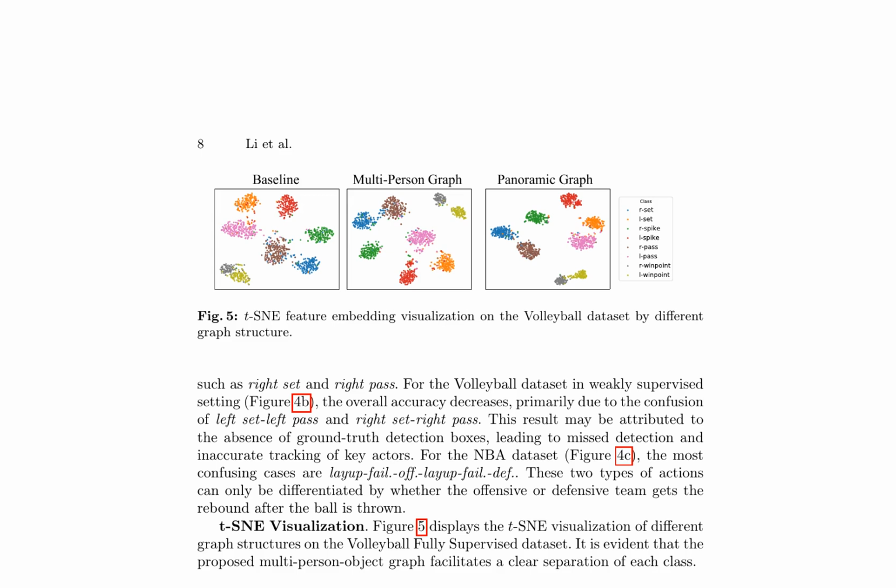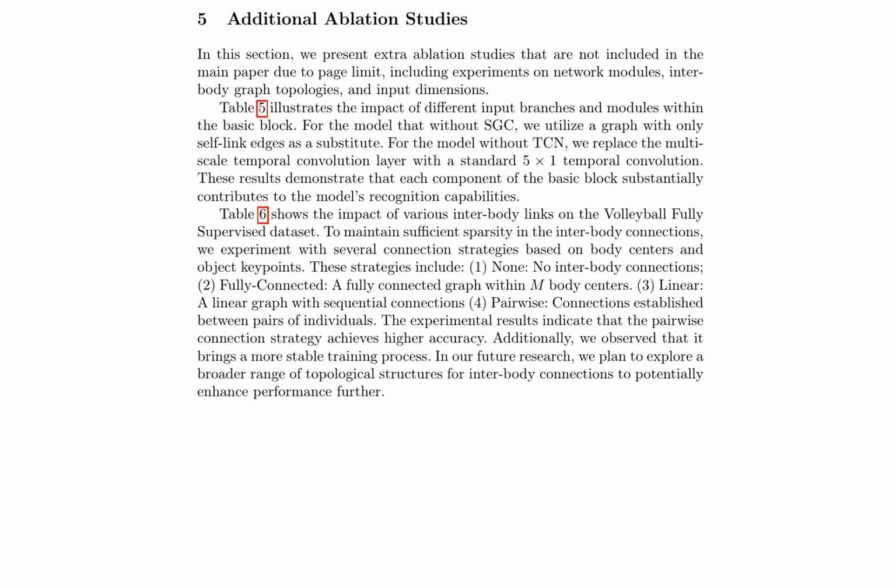The authors then present additional ablation studies, including experiments on network modules and interbody graph topologies. Table 5 illustrates the impact of different input branches and modules within the basic block, demonstrating that each component substantially contributes to the model's recognition capabilities. Specifically, the study examines the effect of removing the SGC module and TCN layer, replacing the latter with a standard 5x1 temporal convolution. Table 6 shows the impact of various interbody links on the volleyball fully supervised dataset.